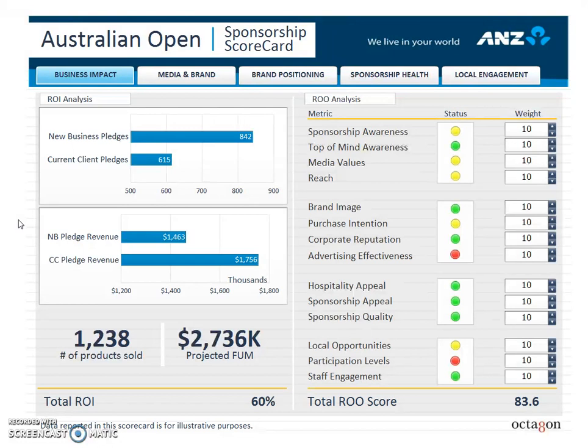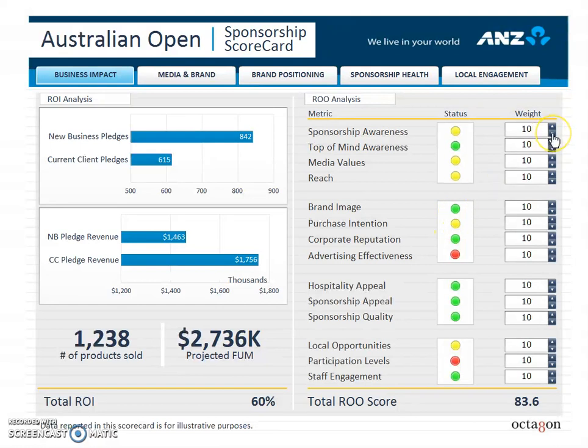Quickly, on the first tab here called Business Impact, you'll see two key sections. The first is an ROI analysis with a summary at the bottom, showing the total return on investment for this particular sponsorship, being the Australian Open and ANZ Bank. And on the right, you'll see an ROO analysis, which is a summary of the key objectives and then a status score, either being red for below, yellow for on target, or green for above target.